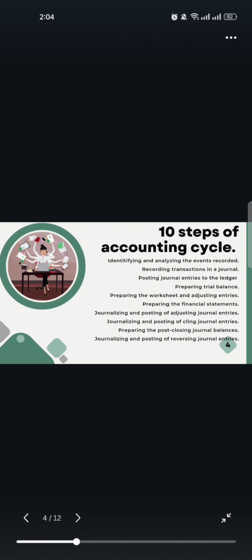Step 1 is identifying and analyzing the events recorded, recording transactions in a journal, posting journal entries to the ledger, preparing the trial balance, preparing the worksheets and adjusting entries, preparing the financial statements, journalizing and posting the adjusting journal entries, journalizing and posting the closing journal entries, preparing the post-closing trial balance. The last step is journalizing and posting of reversing journal entries.